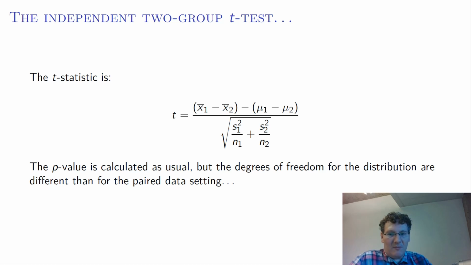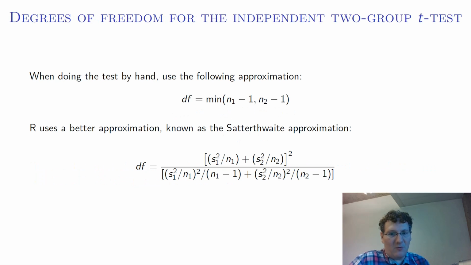The degrees of freedom is a little bit more complicated. There's this nasty formula. Roughly, you can approximate the degrees of freedom using the minimum of n1 minus 1 and n2 minus 1. But there's a better approximation. Typically though, it's not going to matter a great deal, because the difference is going to be pretty minute in terms of the p-value calculated. Anyway, it's best not to be doing all of this. We're now at the point where you don't want to be doing all this calculation by hand.